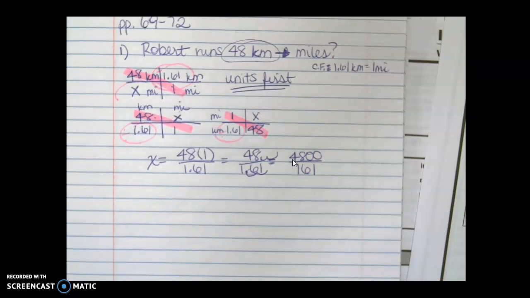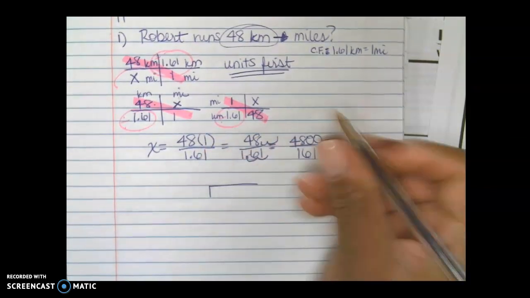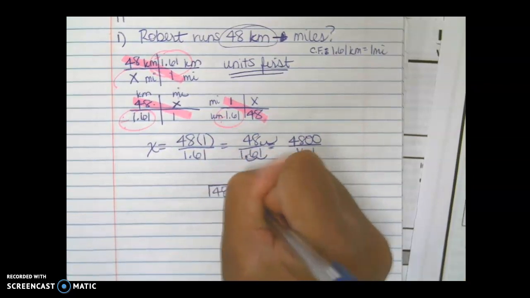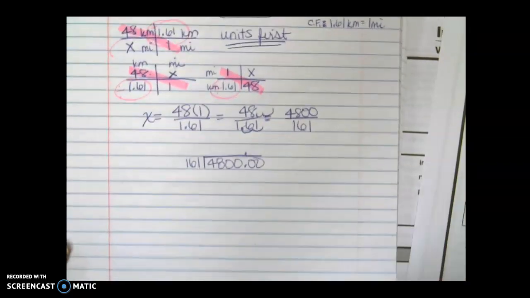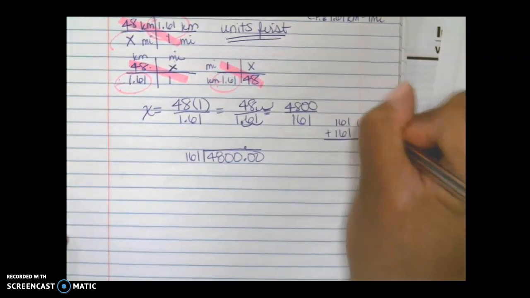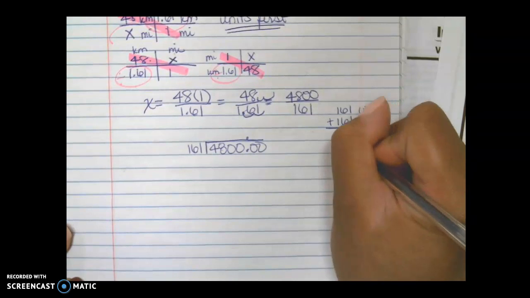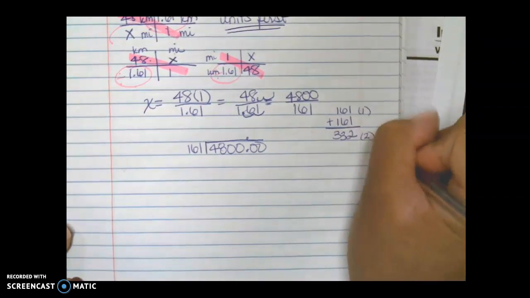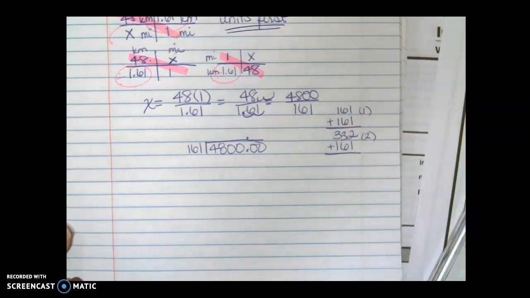It will help if I have the multiples of 161, because when I divide, I'm going to need them. Who goes in, who goes out? 4,800 goes in, 161 goes out. Okay, find some room. Come over to the side and start writing your multiples of 161. 161 times 1 is 161. Then add another 161, it's 322, and add another 161 until you get to 9 multiples. So keep adding.